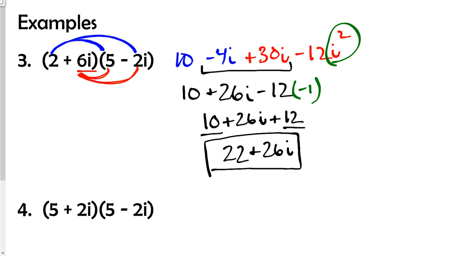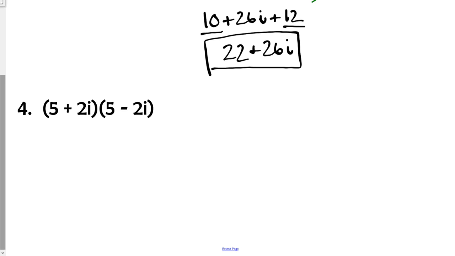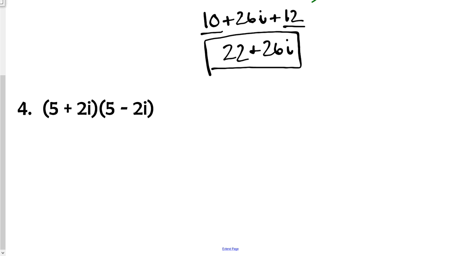All right, so the last one that we're going to take a look at here is example number 4, where again we have a complex number getting multiplied by another complex number. However, when you look at this, you should notice that those two complex numbers look almost the same. There's just one teeny tiny difference. This one's got a plus and that one's got a minus. Other than that, they're exactly the same.